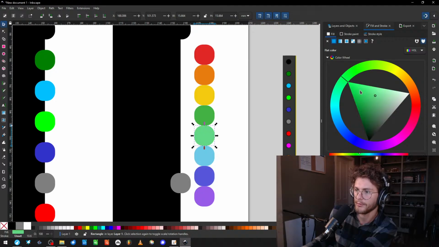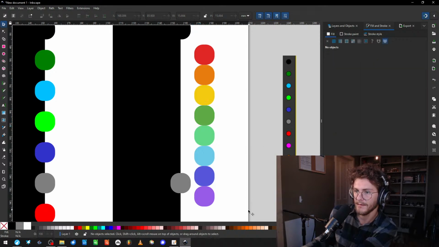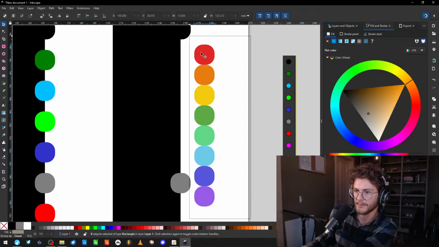Make it a little bit cooler. Ooh. Make this a little bit more of like a foresty green. Look at that. That's nice. That's very nice. Is it perfect? No, it's nice.